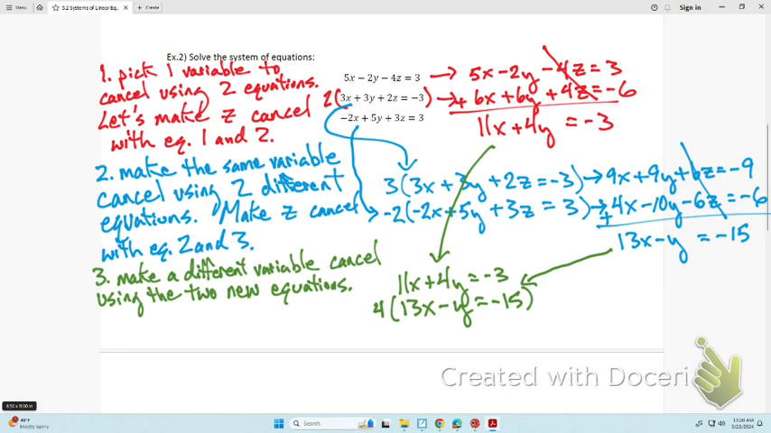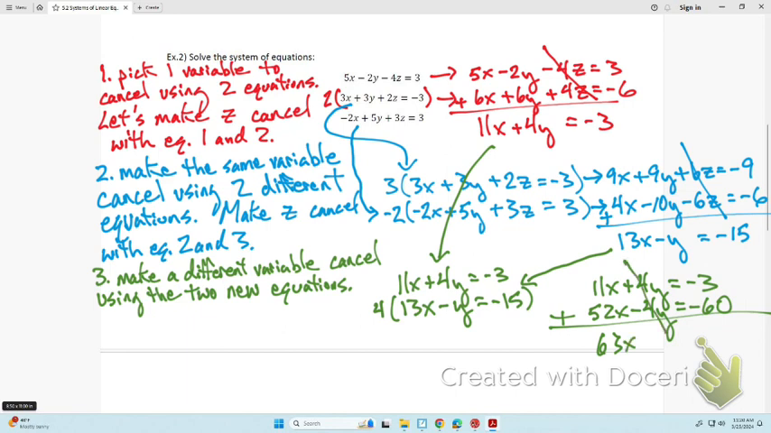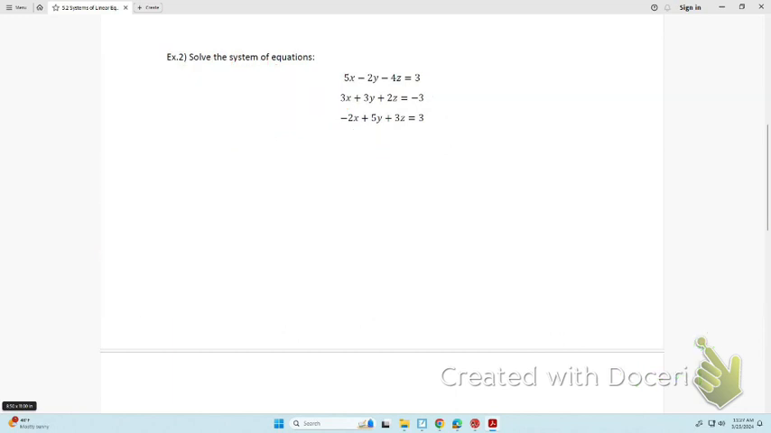So I end up getting 11x plus 4y equals -3. 52x, had to stop and think for a second there, equals -60. And look at that, that's a really good sign that we did it right. We get 63x, those y's cancel, equals -63. That means x is -1. Very good sign that we did it right.